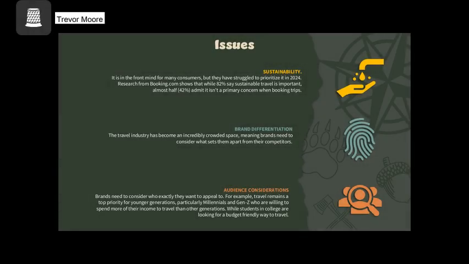Now looking at issues that consumers have brought up in our market, although there are more, these are the ones we felt were most vital. Sustainable travel is important to 82% of consumers, but almost half admit that it isn't a primary concern when booking. Another problem is brand differentiation, because the travel industry has become a very crowded space. So we will need to consider what sets us apart from our competitors.